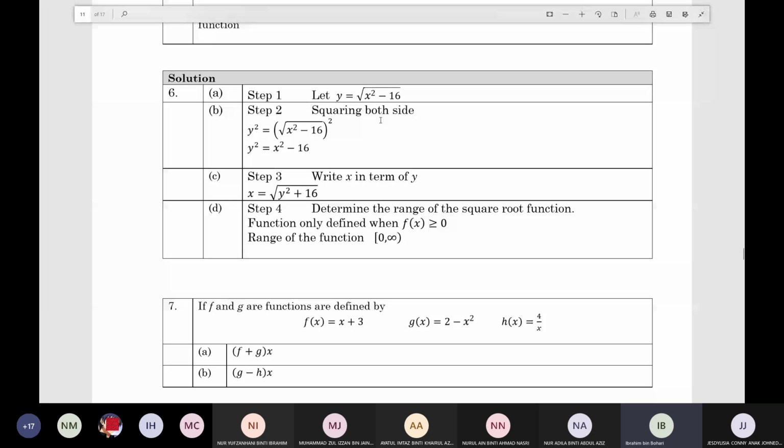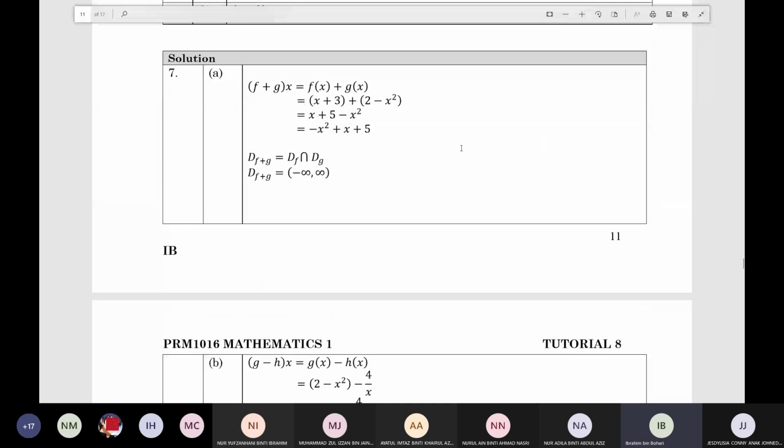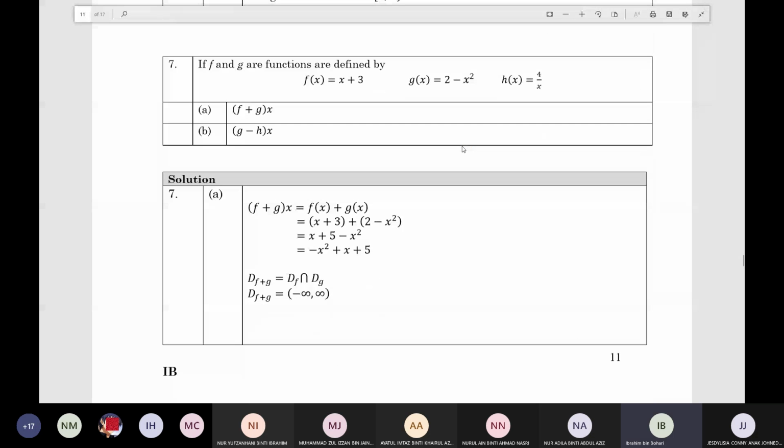Okay, settle. Question 6. Question 7, sum and difference of function. Ini pun mudah. Check answer. First here, addition of two functions, f(x) plus g(x). Ini sangat ramai boleh buat lah. Ini tak ada masalah. And you check the domain of the two functions here. Domain of f plus g, all the real numbers.